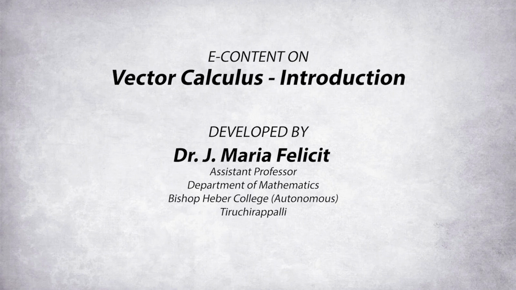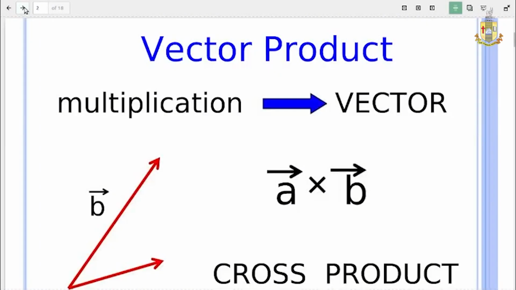So different types of vectors are defined and various operations can be performed on these vectors, such as addition of two vectors, subtraction of two vectors, product of two vectors, and so on. So here we are going to see the cross product of two vectors.